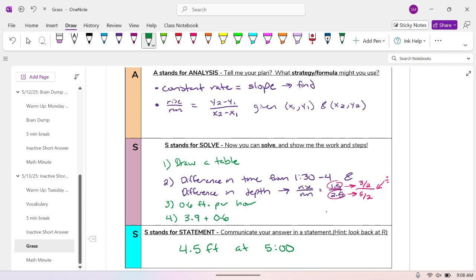All right, any questions on these word problems? Does that make sense how I went about that one? That one was a bit step heavy, but you just had to think it through. If you could identify that constant rate meant slope, you could have easily figured out rise over run. When in doubt, especially if you're on the inactive, just draw a table. It's a lot easier than trying to graph something or remember formulas. When in doubt, just draw a table and work your way backwards. All right. Any questions?